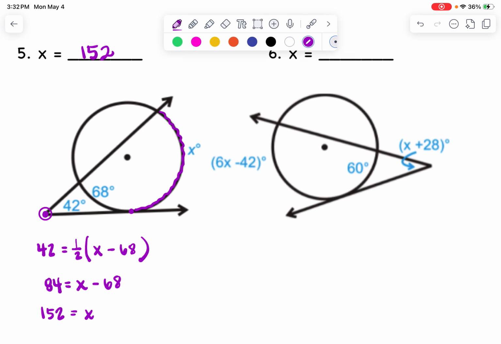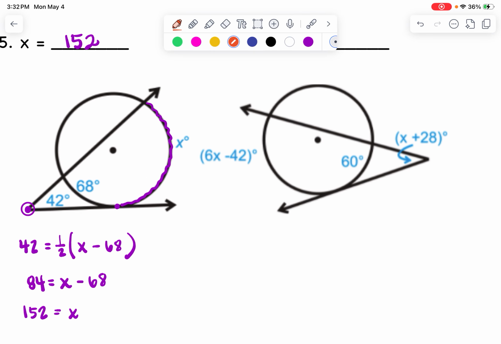All right, last one, very similar to this one. All right, we have a vertex outside the circle. All right, we're doing a lot of these. So x plus 28 is our outside angle. We know he's half the difference. So I'm going to use brackets here. You don't have to. I'm just going to, because I'm going to put that 6x minus 42 and then minus the 60.